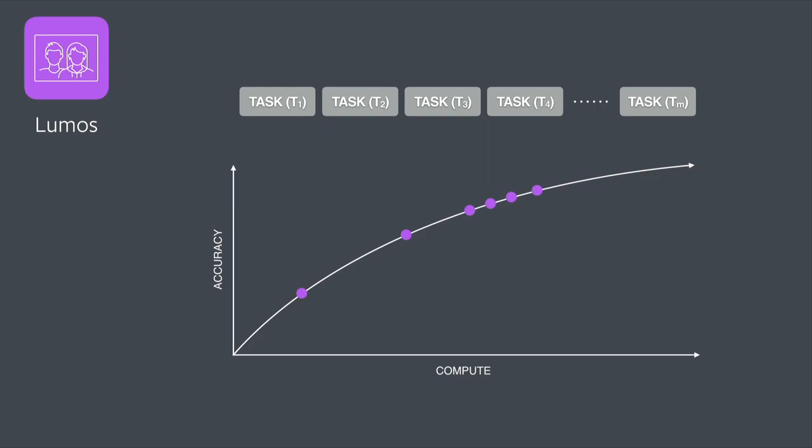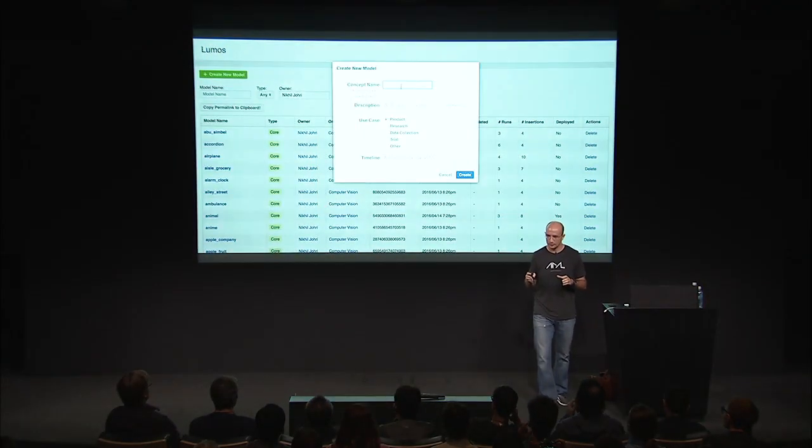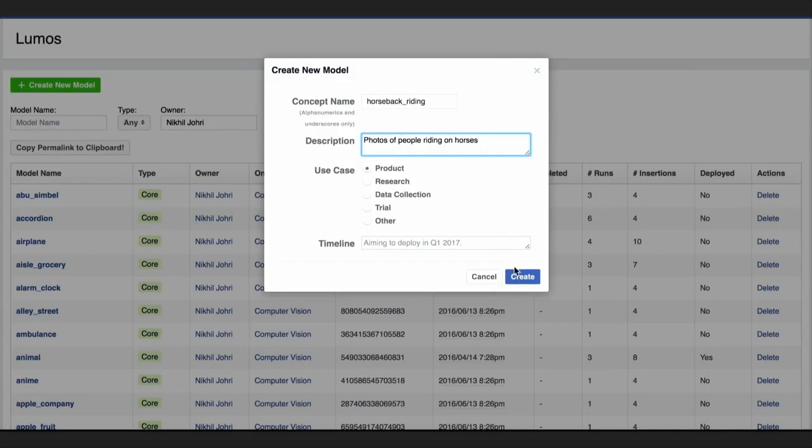Okay. So how scary is it? Now you're a third team and you say, hey, I actually care about predicting whether there's a person riding a horse in an image. What do I do? Do I need to write a bunch of code? You don't. We're going to walk through this. So you create a new model and we're going to call it horseback riding.